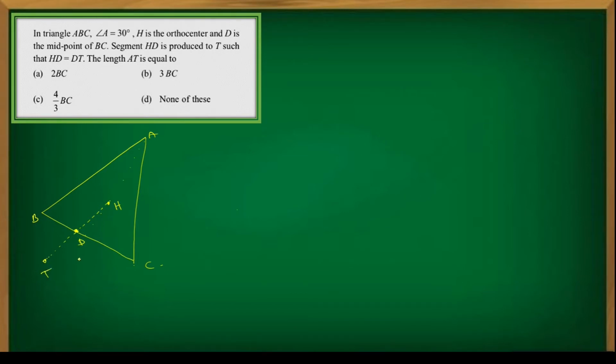Now what we want to find out here is the AT value. The distance between A and T should be equal to double of BC, triple of BC, 4/3 of BC, or none of these. Now you see, this is a little bit difficult, so to guess the logic is also difficult.